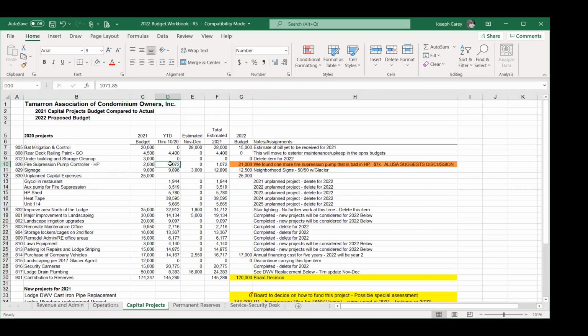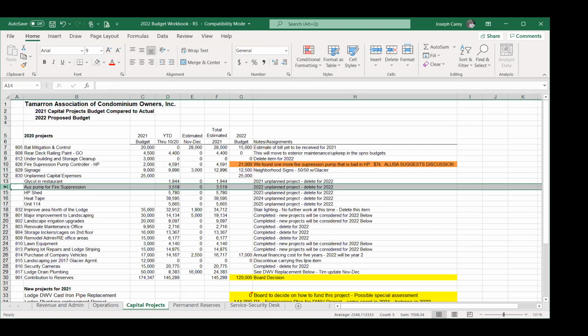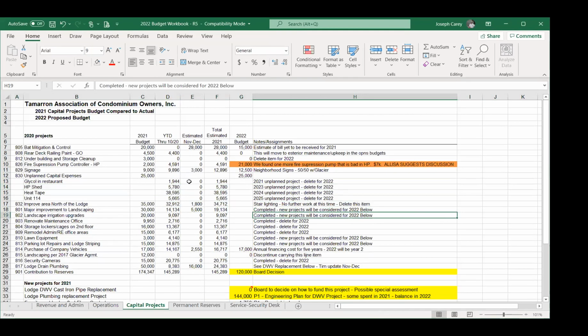So what's year to date for 826 now? Hang on. Capital. Refresh. $4,591.02. I don't do cents. Okay, 4591. Now I can delete this one.